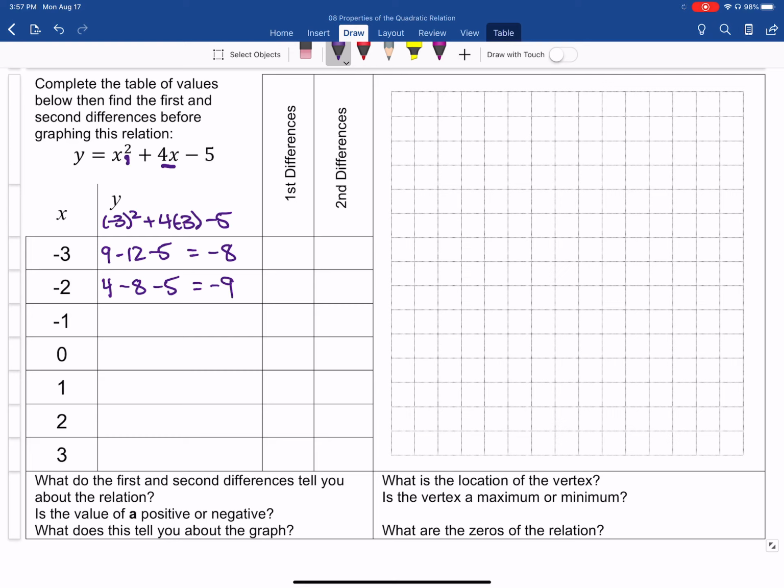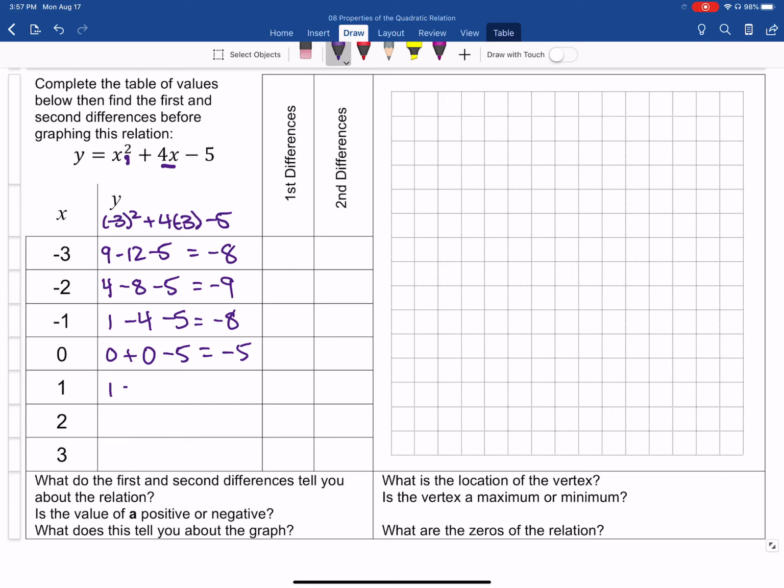Did I do my math right above? No, I did not. Yeah, I did. Okay, just checking. Negative 1 squared is 1, minus 4, then minus 5, which is negative 8. And then, okay, I see. And then 0 times 0 is 0, plus 4 times 0 is 0, minus 5, which is negative 5.